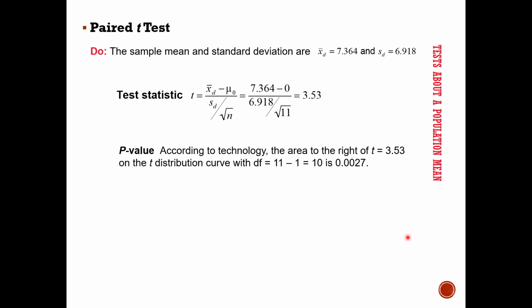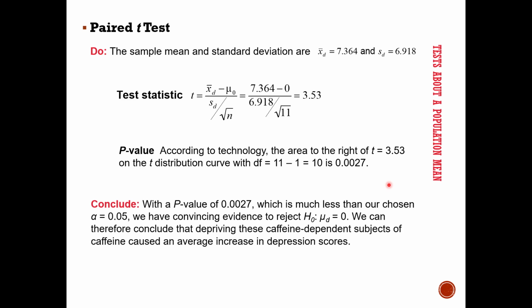I don't think I need to go through all that this time. And hey, look, this time they actually used the calculator. So according to technology, yay, that means your Inspire or your TI-84, the area to the right of T equals 3.53, which is the T-score they came up with on the T distribution curve with DF equals 10, is going to be 0.0027. So I hope you all are at the point where you can recognize that's going to be significant. So here's a conclude paragraph that I really like.